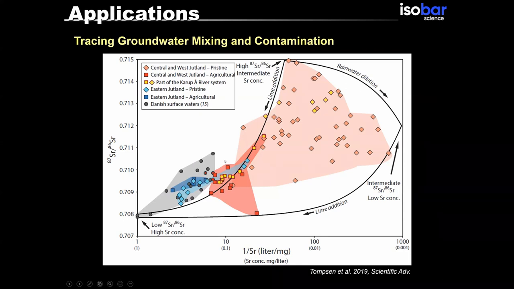So here is another example of how people utilize the strontium isotope ratios in water to better understand the mixing and the contamination.